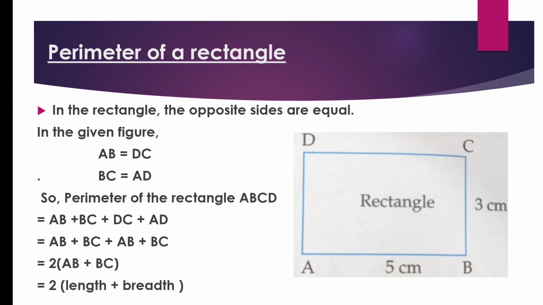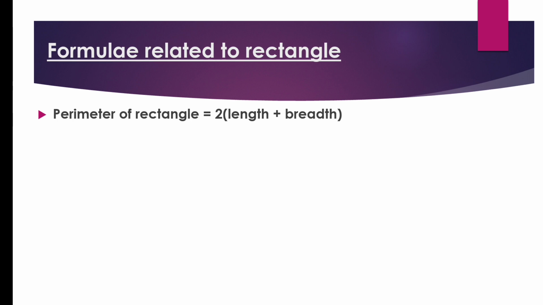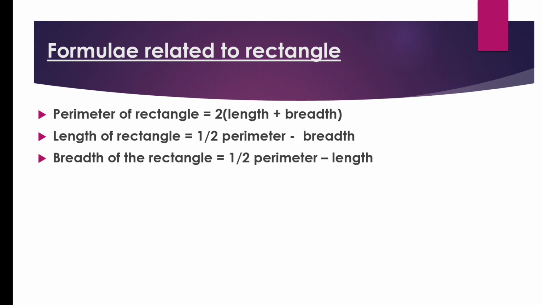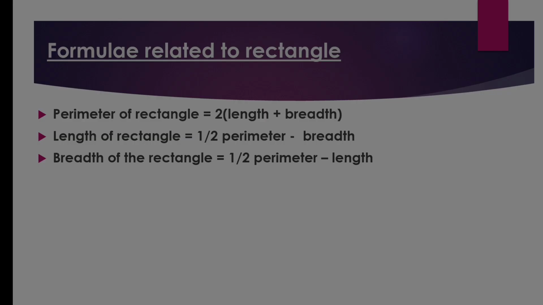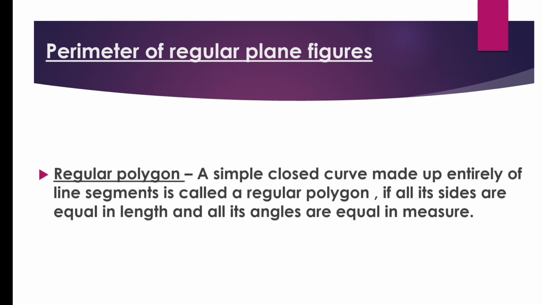Now we can have the formula twice AB plus BC, or we can have a general formula as 2 times length plus breadth. Next topic is formulae related to rectangle. Perimeter of the rectangle is equal to twice length plus breadth. From this formula we can have the length of the rectangle is equal to half perimeter minus breadth. And from the main formula we have one more formula: breadth of a rectangle is equal to half perimeter minus length.